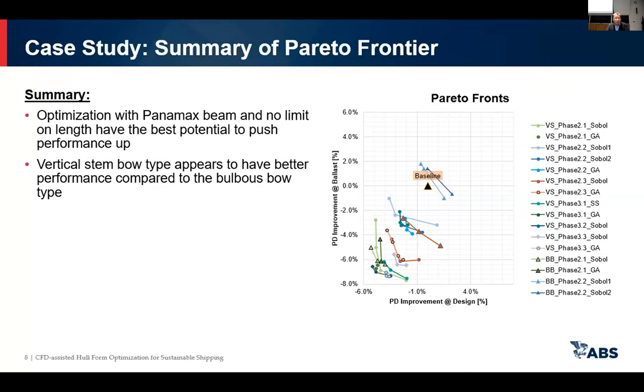And the Pareto frontier is one of those trends on the scatter diagram due to competing objective functions. So if you want to improve the design condition too much, then the ballast condition can actually become worse, and vice versa. So optimal is somewhere in between. That's why you are seeing the frontier. And a small takeaway message is that vertical stem seems to be better, appears to be better under these conditions. So maybe that's why a lot of tankers have a vertical stem.